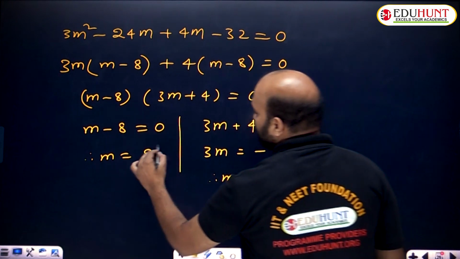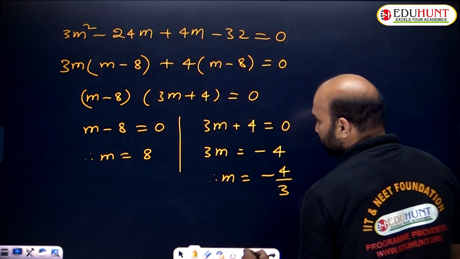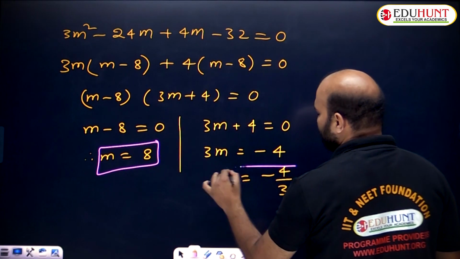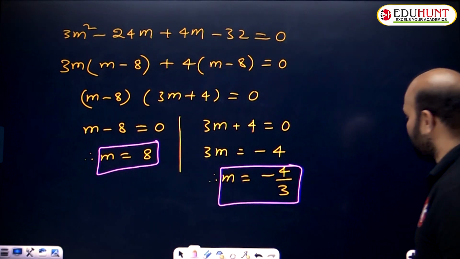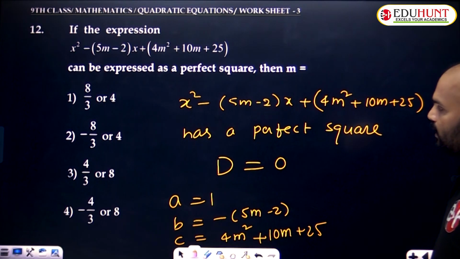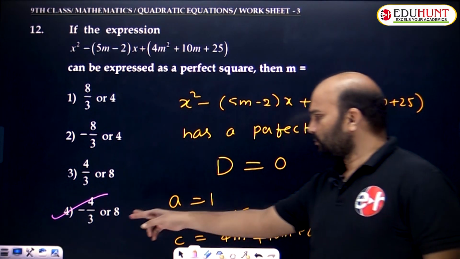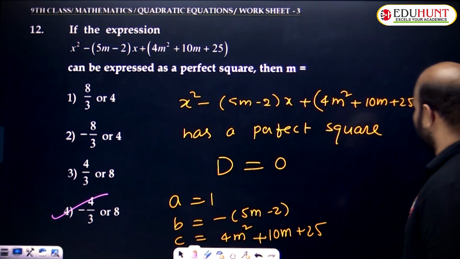So what are the m values? 8 and minus 4 by 3 is the required answer. Yes, option 4 is the right answer: 8 and minus 4 by 3. Am I clear?